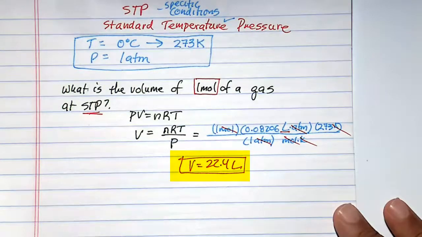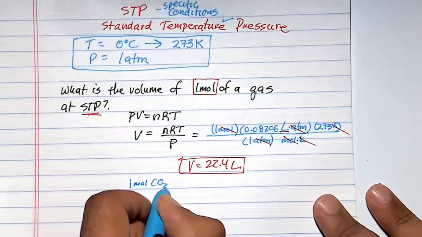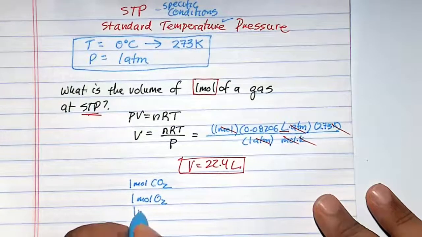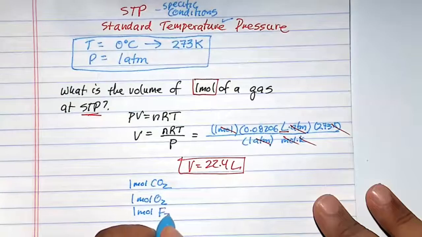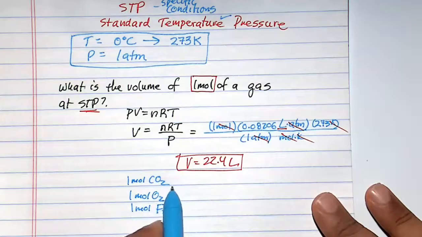So what are the implications of this? It's a very quirky thing of nature. Imagine if I have 1 mole of CO2, or 1 mole of O2, or 1 mole of F2 gas, fluorine, diatomic fluorine. Here's diatomic oxygen that we breathe. Here's carbon dioxide that our body expels.